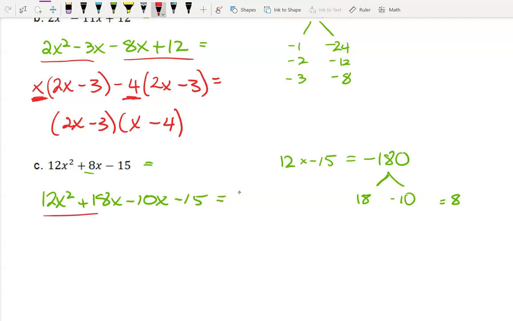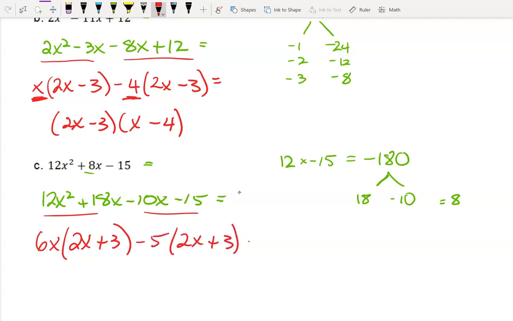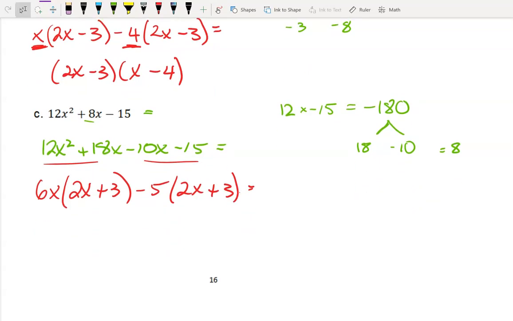Okay, group. 6x is in common. I get 2x plus 3. In the second group, what's in common? Negative 5, and I get 2x plus 3. So, factoring, I get 2x plus 3, 6x minus 5.